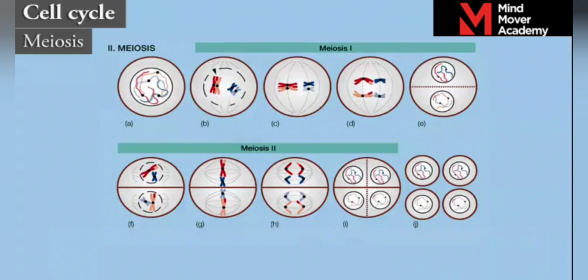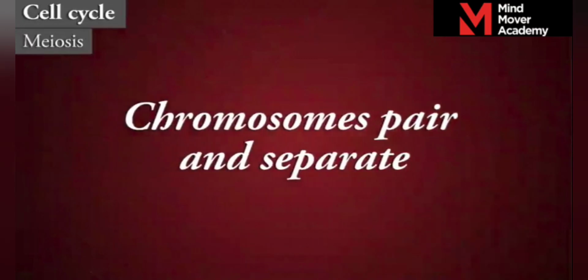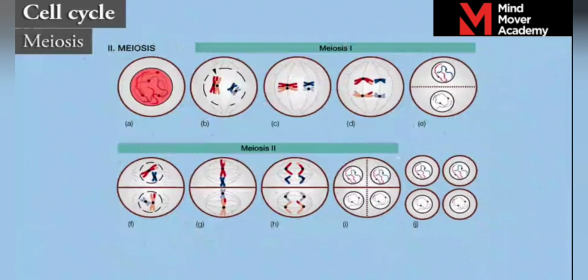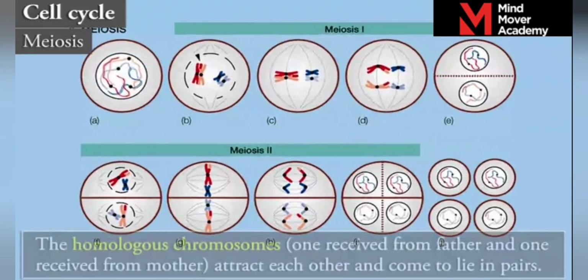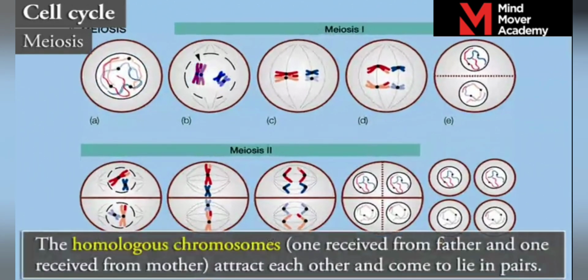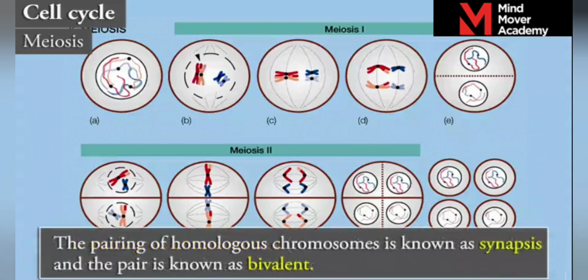The following events take place during this division. Chromosomes pair and separate. The chromatin network undergoes condensation and shortening and changes into chromosomes. The homologous chromosomes, one received from father and one received from mother, attract each other and come to lie in pairs. The pairing of homologous chromosomes is known as synapsis, and the pair is known as bivalent.